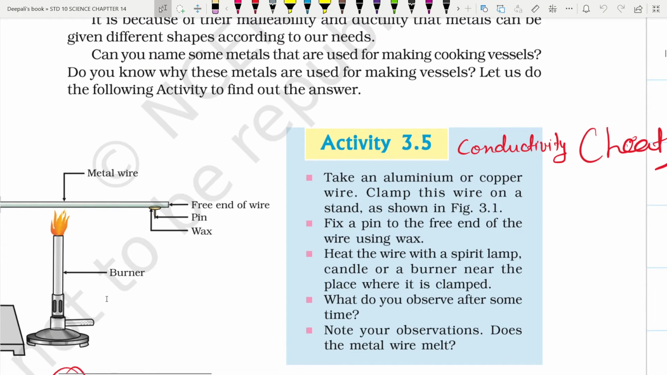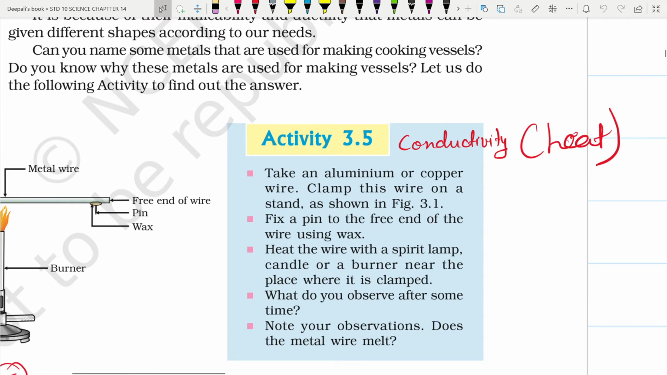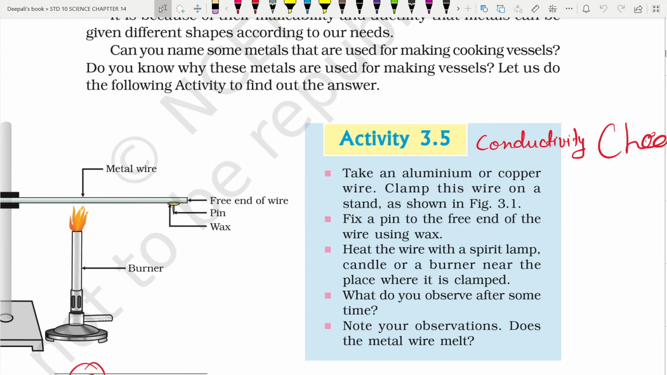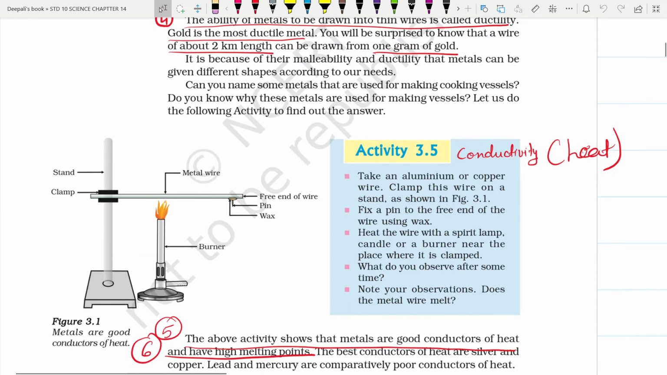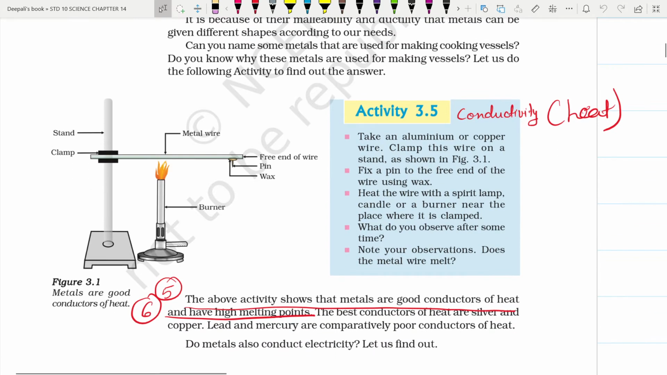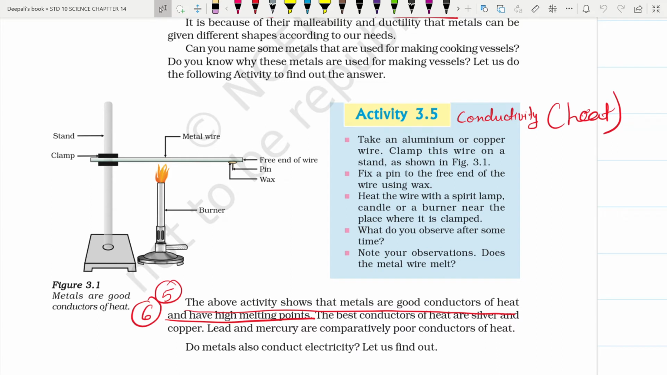Now let us see conductivity. We will first check the conductivity of heat, or thermal conductivity. For this activity, take an aluminium or copper wire and clamp it on a stand as shown in the figure. Fix a pin to the free end of the wire using wax. Heat the wire with a spirit lamp, candle or burner near the place where it is clamped. What will you observe? The pin at the end of the wire will fall down after a little while because of the melting of the wax.